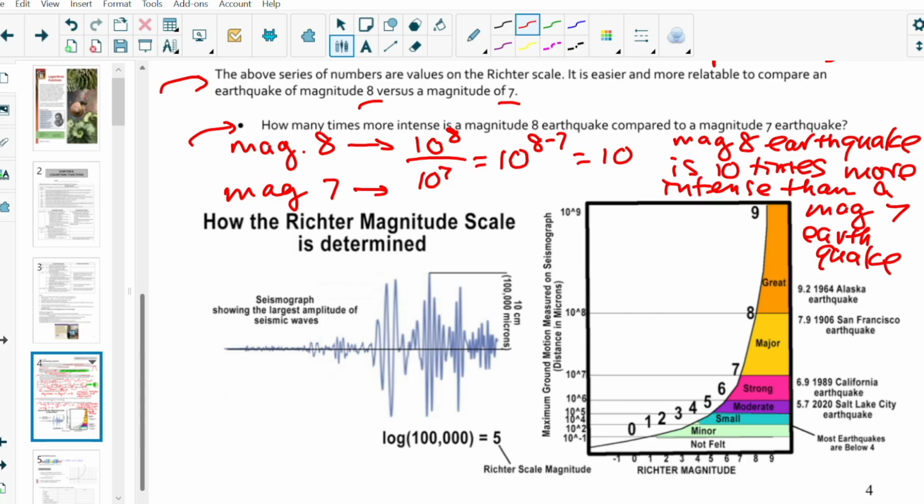Okay, if we graph this on a non-logarithmic scale, okay, this is graphed on an exponential scale. This is an exponential function, okay? You should remember this from last unit. This looks like an exponential function, right?